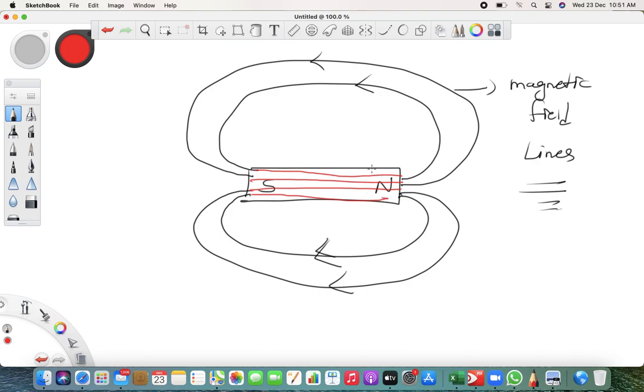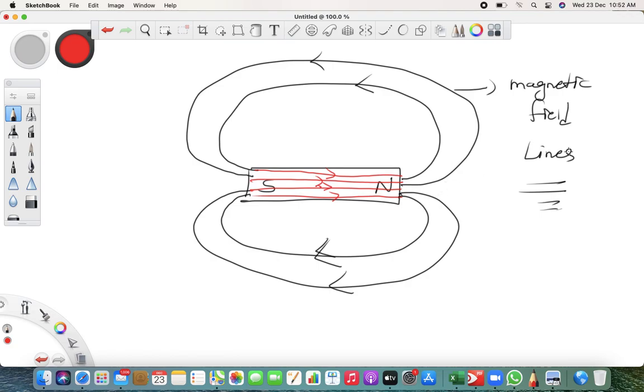The important thing is they are parallel. So, what is the direction of magnetic field line inside the magnet? It is from south to north. And what is the direction of magnetic field outside the magnet? It is from north to south.